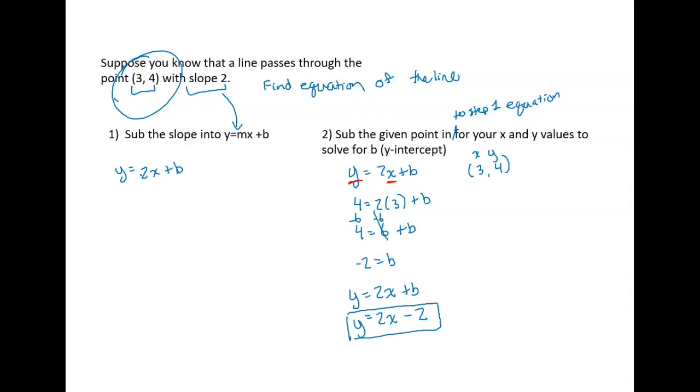I started with putting my slope in first, then using that point I was given to calculate my y-intercept. So I subbed it back into my equation to solve for b. And then once I have b and I already had my slope, I can rewrite my equation of a line, and then this answers the question. So my equation of my line for the point that passes through 3 and 4 with a slope of 2 is y equals 2x minus 2.